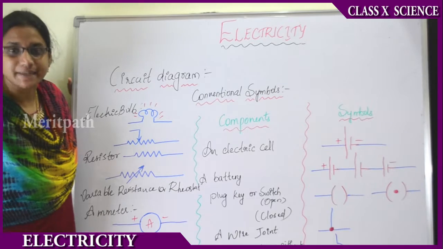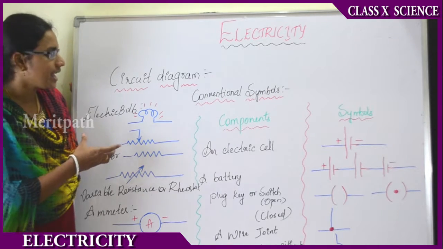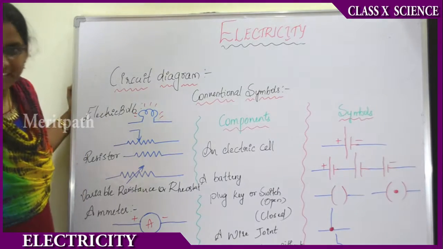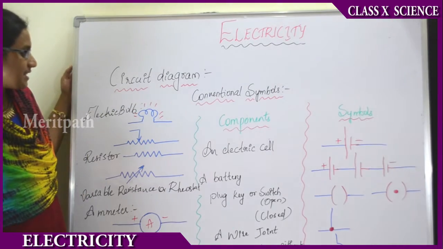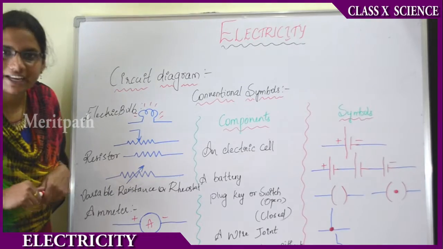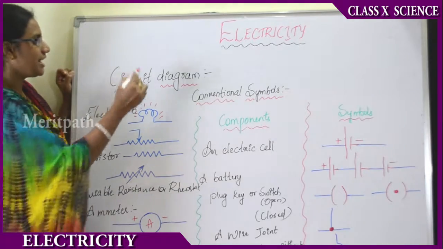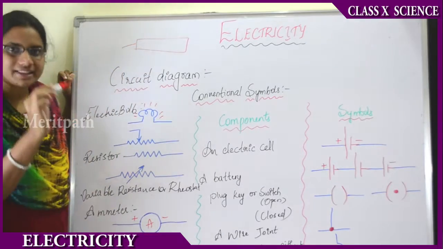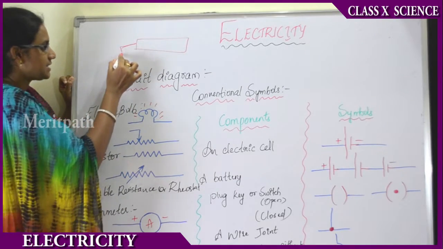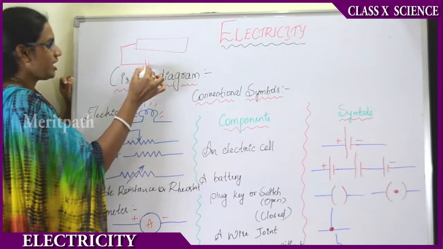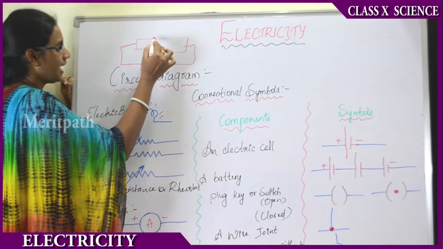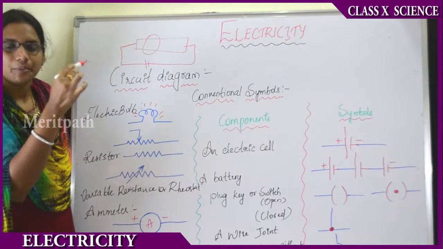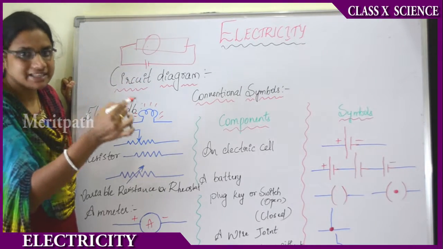Now let us see the symbols of the electric circuit diagram. Now we will be seeing the circuit diagram, right? The electrical circuit consists of mainly one conductor. It is a closed path. It consists of wires and a battery. And here we will be using the ammeter, voltmeter, and potential difference meter.